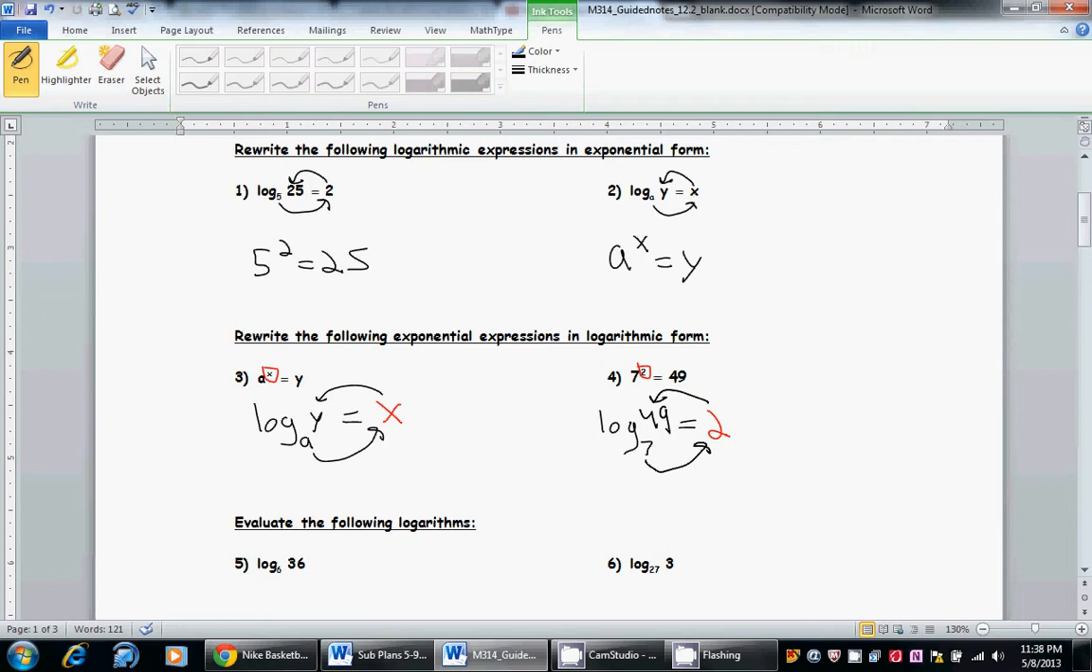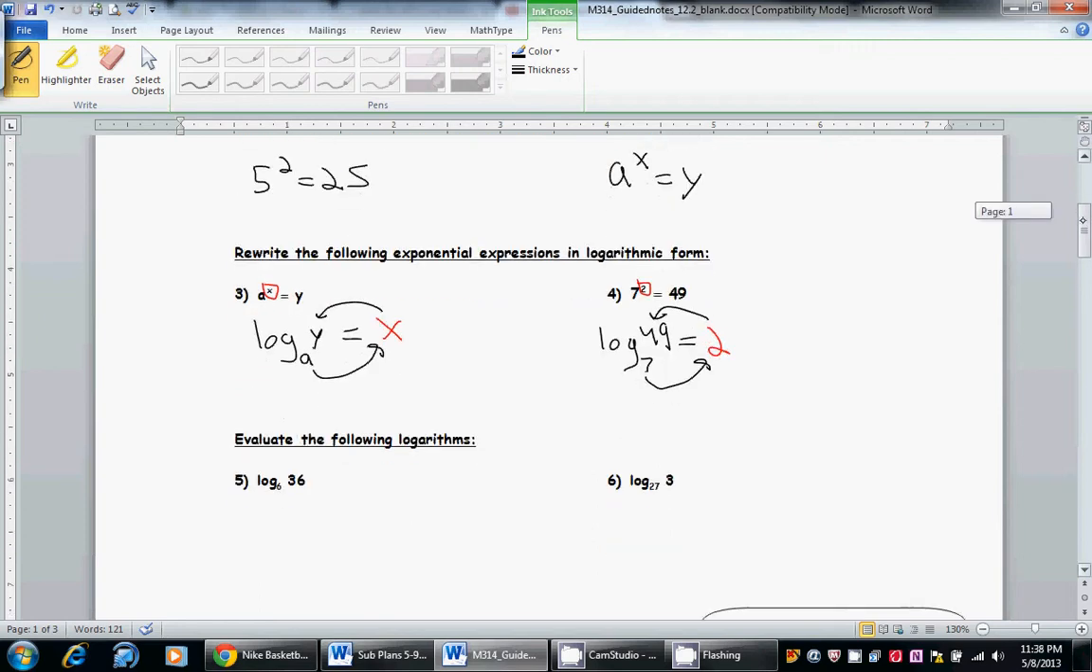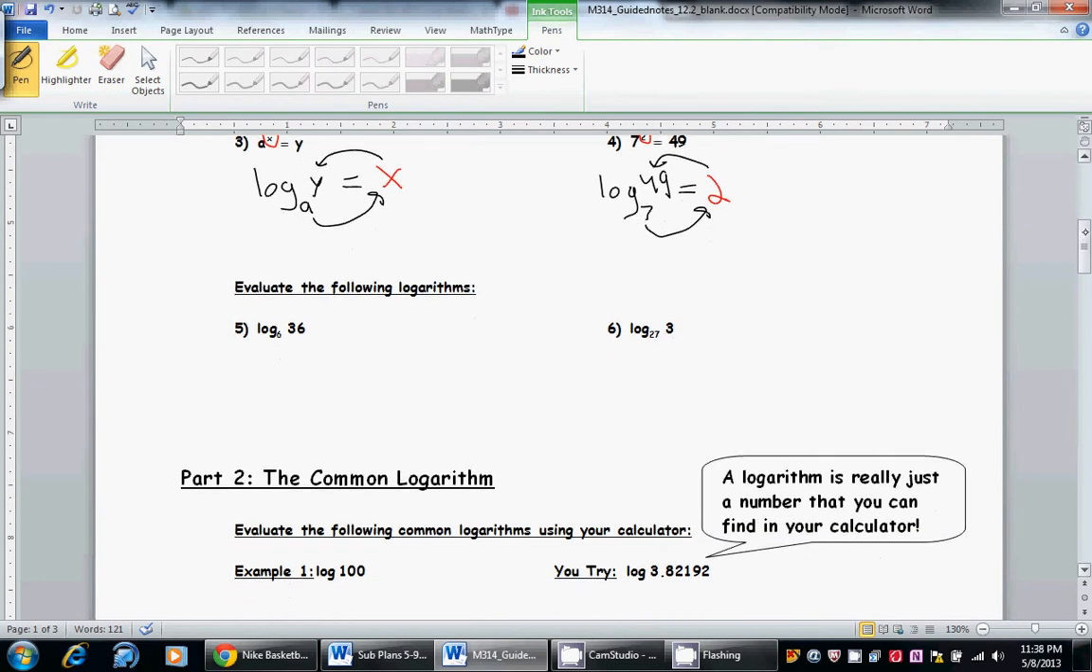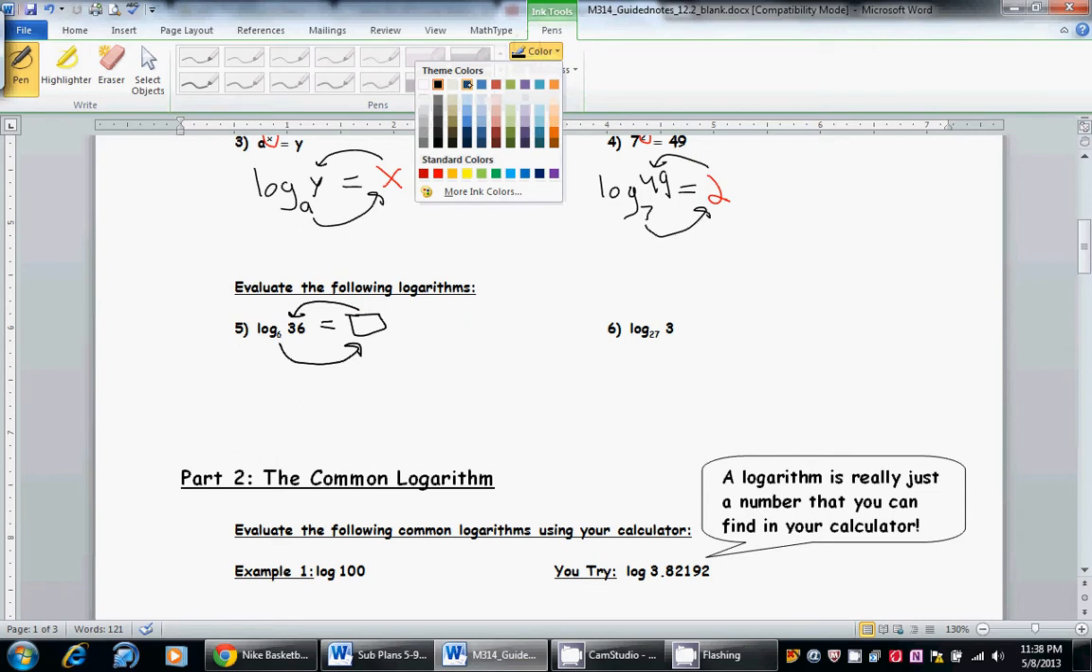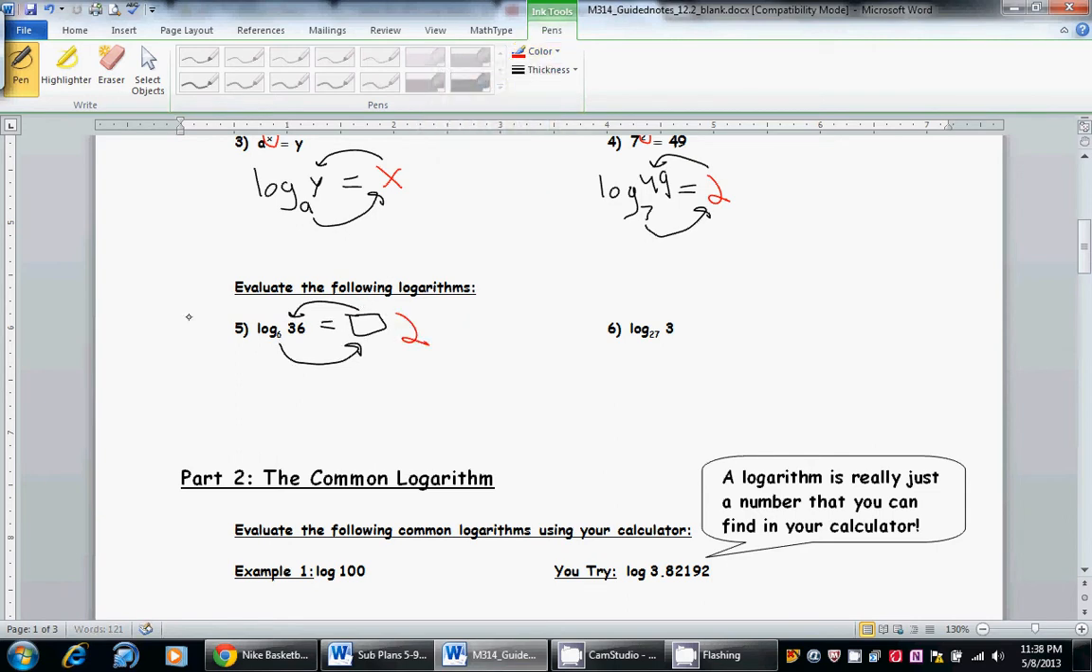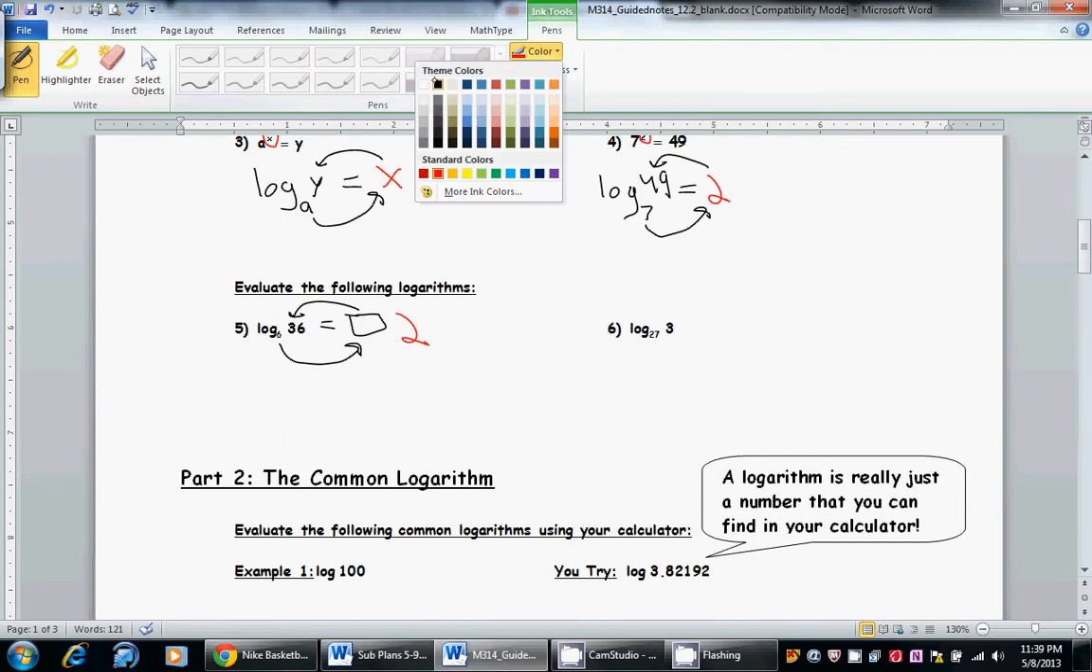Okay? Now let's do a little bit of evaluation. Number 5, log 36 base 6. Remember, this is going to equal some number, which I like to represent with a box here. This is asking 6 to the what number, what goes inside the box, so that I get 36? That would be 2. 6 squared is what gets you 36, okay?